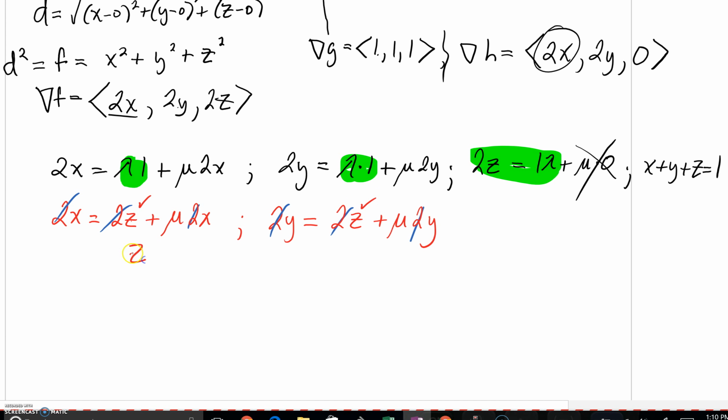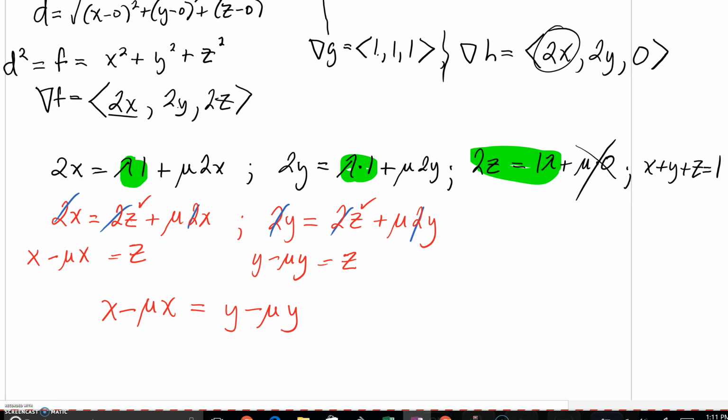You could say, well, z right here would be x minus mu x. And right here, you could say z would be y minus mu y. And, substituting, we could very quickly just come up with this equation that x minus mu x would equal y minus mu y.